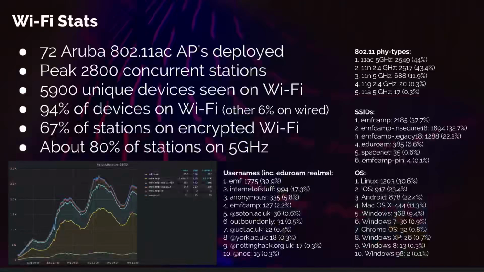Some statistics about the Wi-Fi deployment here. So we had 72 access points deployed, all 802.11ac Aruba access points. 2,800 concurrent stations that were concurrently connected to the network. And in the course of these 4 days, we've seen almost 6,000 unique devices on the Wi-Fi network. And actually, most of the devices connected to the network were on Wi-Fi, about 94% of them. So only 6% of those devices were actually connected to the wired network.